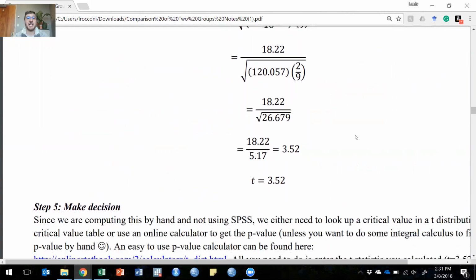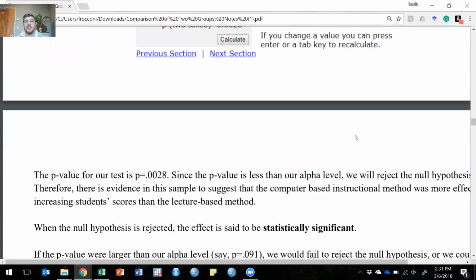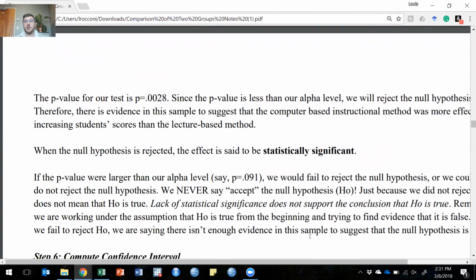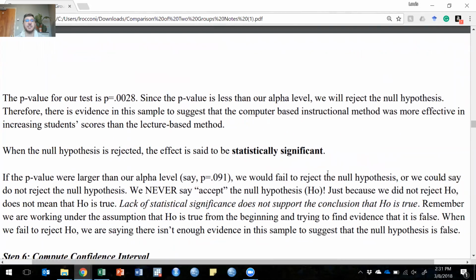And so we're going to reject that null hypothesis that the group means are equal, and conclude that the computer-based method was more effective in increasing students' scores than the lecture-based method. Whenever we reject a null hypothesis, this is when we say the effect is statistically significant. So what if the p-value was larger than alpha?